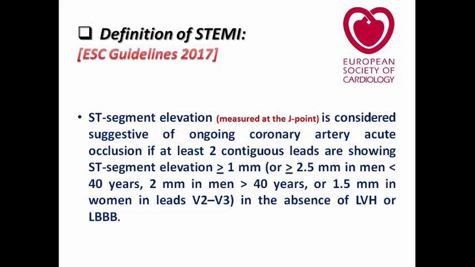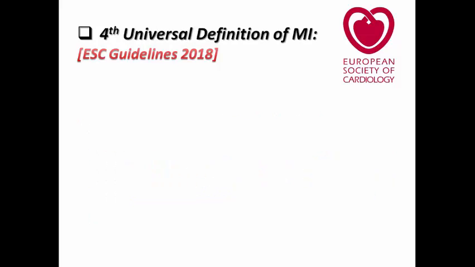But the cutoff point of 1 mm is not the same in V2 and V3, as we use a different cutoff point in these 2 leads specifically, as it is 2.5 mm or more in males less than 40 years, 2 mm in males more than 40 years, or 1.5 mm in females regardless of their age.